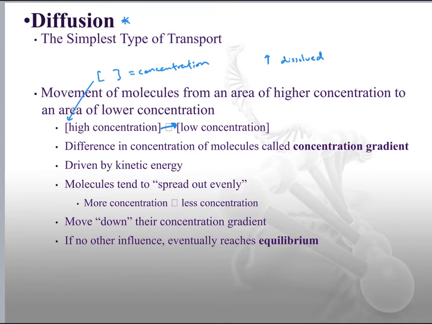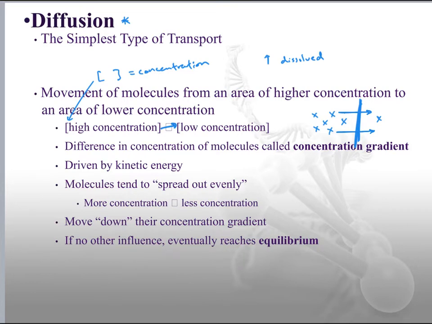So let's say I had a membrane here, and on one side I had a bunch of particles, and on this side I only had one. This is called a concentration gradient. There's more on one side of the membrane than on the other. And for simple diffusion, some of these particles are going to want to move over here to even out this concentration. It's moving from high to low.